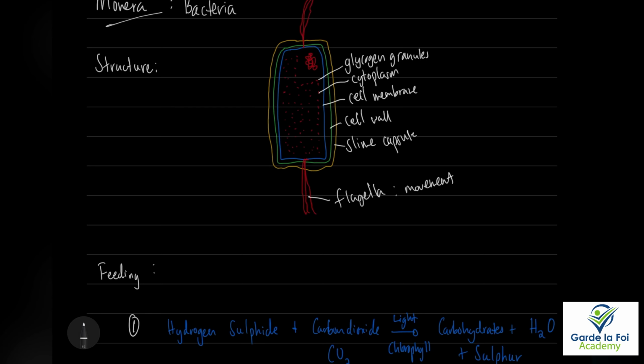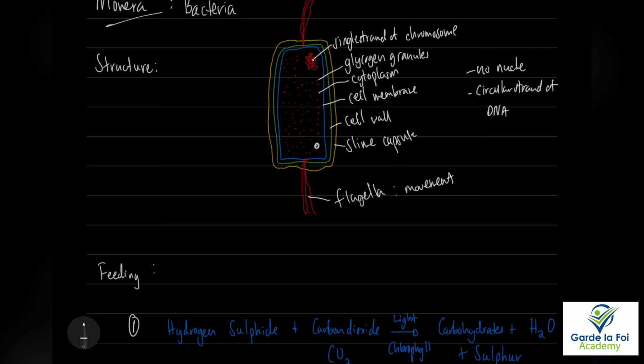And then we'd also have the single strand of chromosome. Some of them actually even contain what we'd refer to as a circular strand of DNA. And obviously from what we see here, we can specifically say that bacteria have no nucleus. It's not a nucleus, but it's a single strand of chromosome.